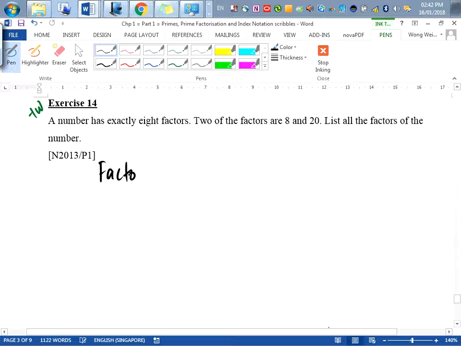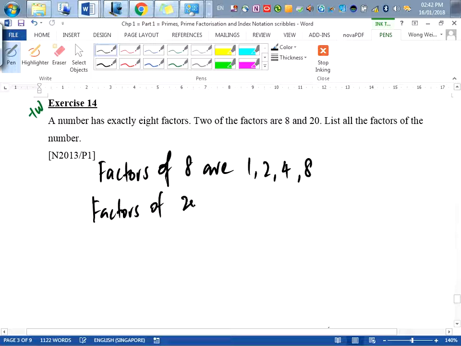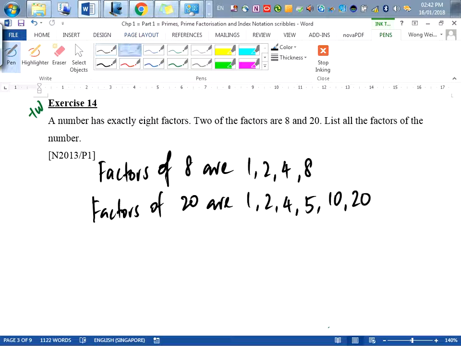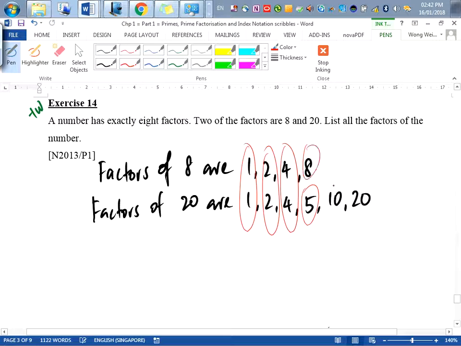So, factors of 8 are 1, 2, 4, 8. Factors of 20 are 1, 2, 4, 5, 10, 20. How many different factors are there here? Okay, let's count. 1, 2, 3, 4, 5, 6, 7. There are 7 different factors here, right? And this number has 8 factors. So over here I have 7 already. I just need one more factor.